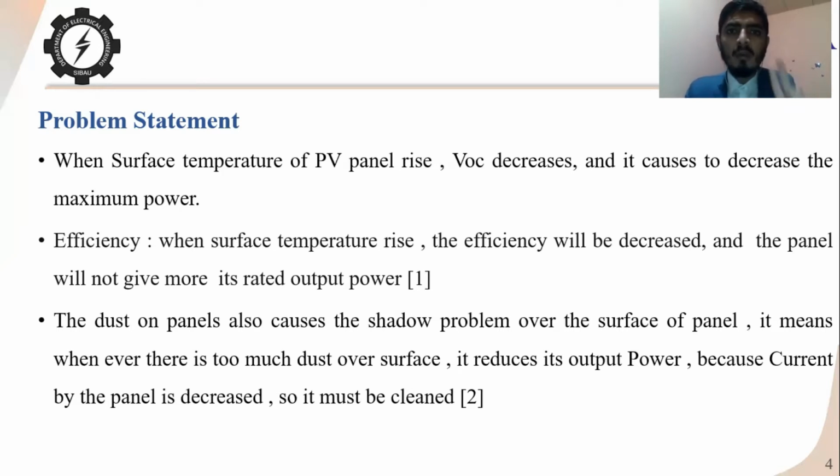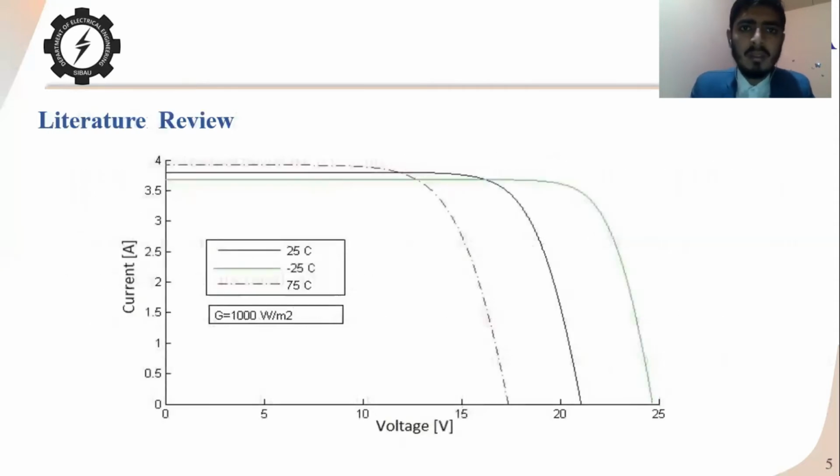So these are the two main problem statements. First, due to surface temperature, VOC decreases, and whenever VOC decreases, the maximum power cannot be achieved. And secondly, whenever there is a dust problem, a shadow problem is created, and due to the shadow problem, the current is reduced. So these are the two main problem statements.